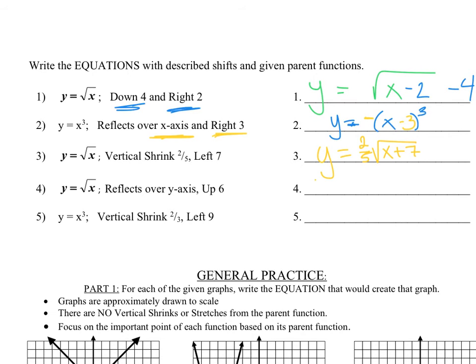Okay, so the next guy here is our first one that we reflect over the y-axis. When you reflect over y, you negate x. So we're going to put a negative x on the inside. Moving up 6, that goes on the outside of the square root.